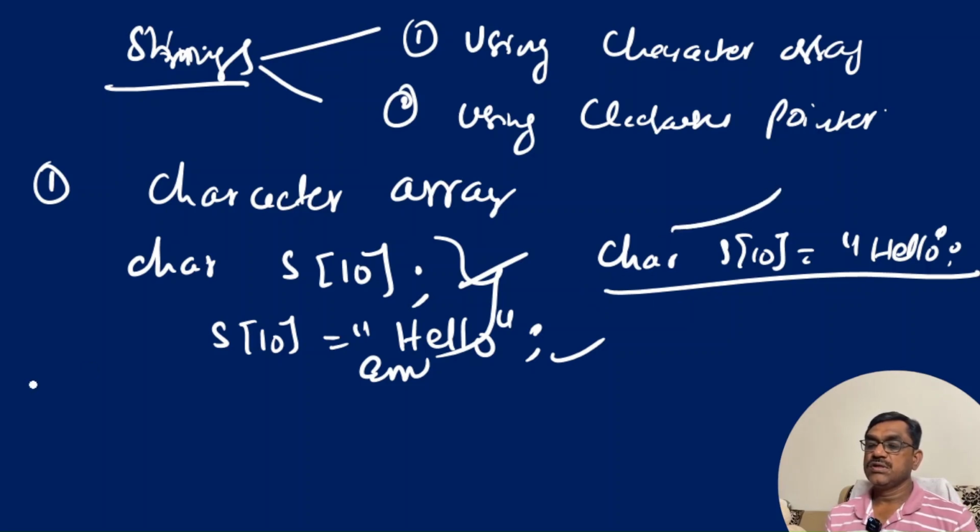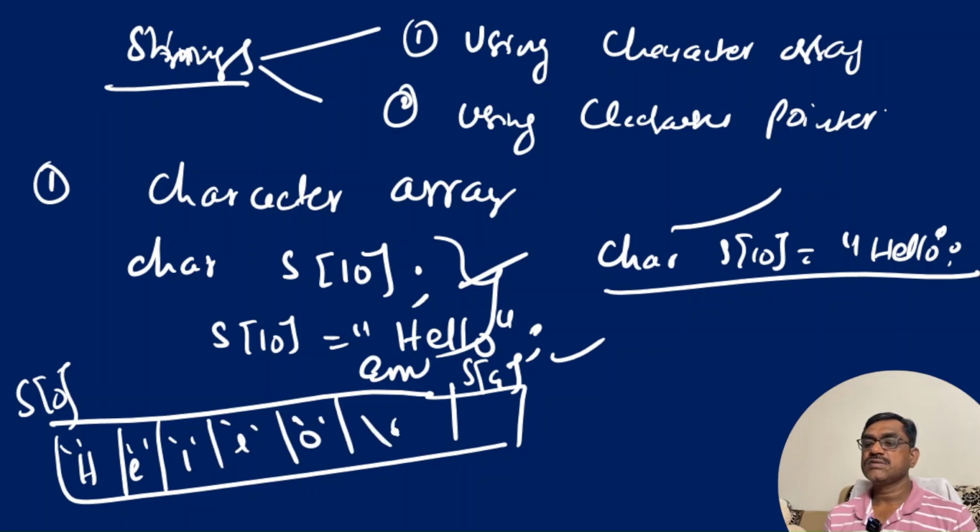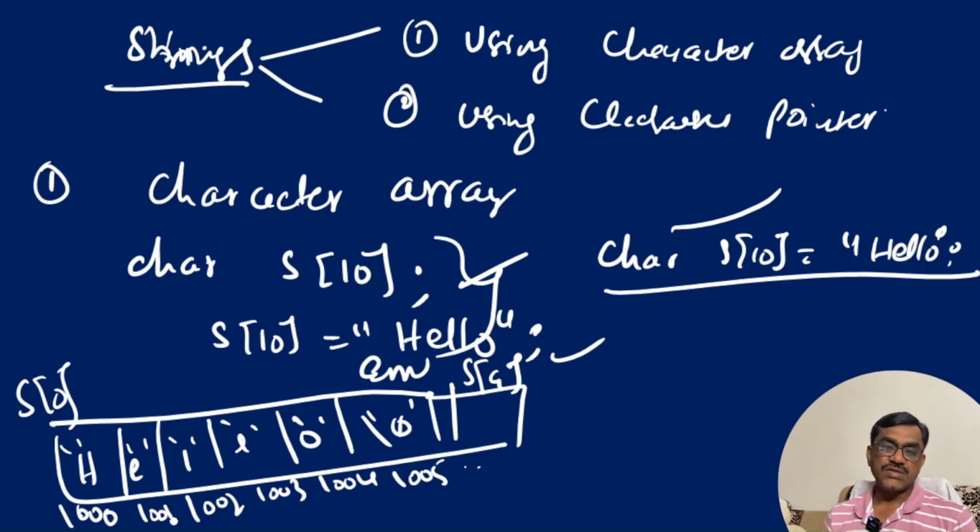Whenever we define it like this, internally it is stored like this. s of 0 is the first one and the last one is s of 9. The characters are stored as character constants: h, e, l, l, o, and the last character is the null character. Everything is enclosed in single quotes, and every location has its own address. Assume the first location address is 1000, the next is 1001, 1002, 1003, 1004, and the last one is 1005.